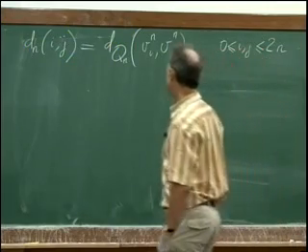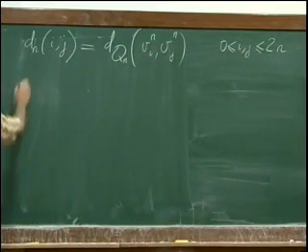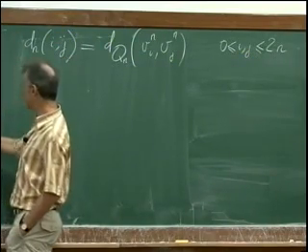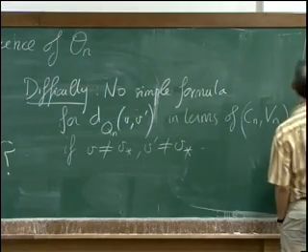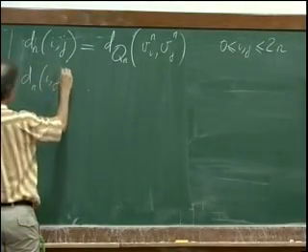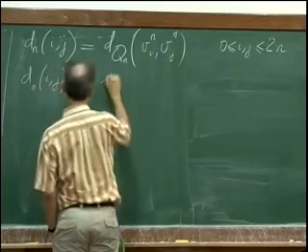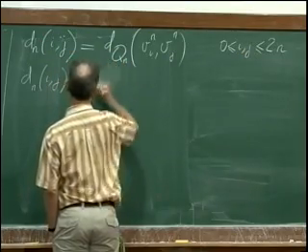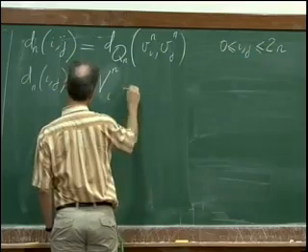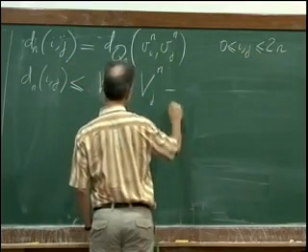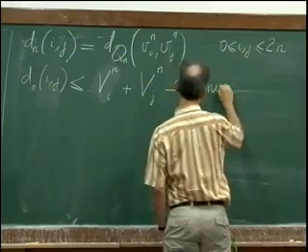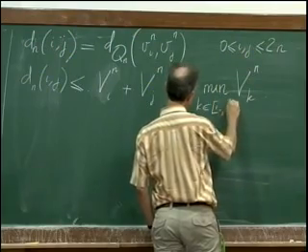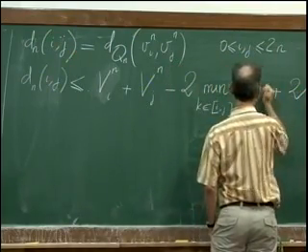Again, unfortunately, there is no simple formula for this object in terms of C_n and V_n, but still there is a bound. There is a bound which says that d_n(i,j) is less than V_n^i plus V_n^j minus twice the minimum of V_n^k for k in the interval between i and j, plus 2.